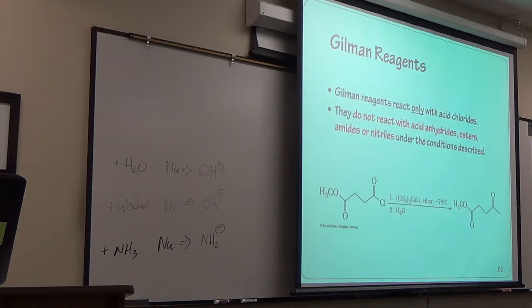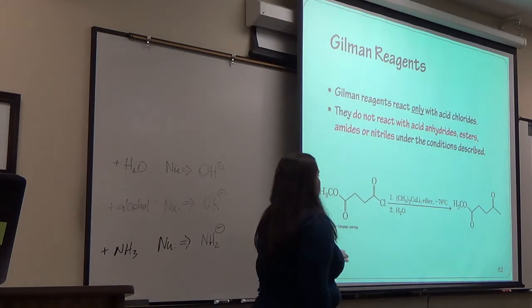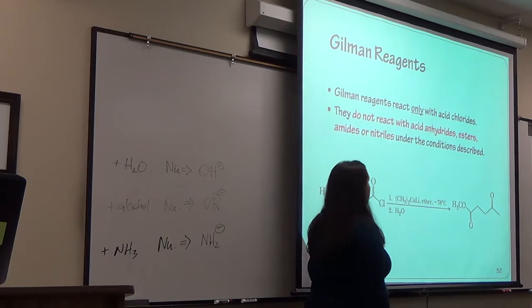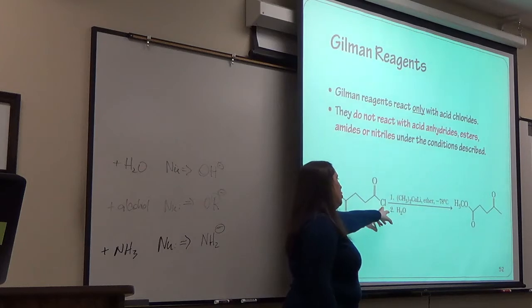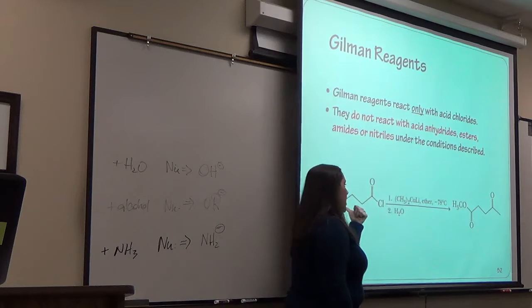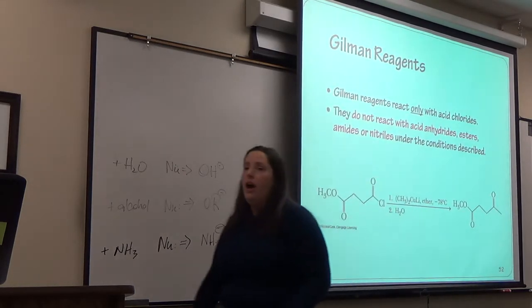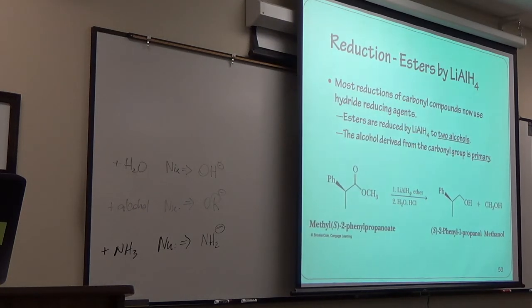So that's the Gilman reaction. In Gilman, they only react with acid chlorides. They don't react with anhydrides, they don't react with esters, they don't react with any of the other groups, amides and nitrile. So if you had a molecule with both the acid chloride and an ester, nothing is going to happen to the ester. It's just going to stay the same because the Gilman only reacts with the acid chloride. And again, the Gilman, the CH3 in this case, is the nucleophile.